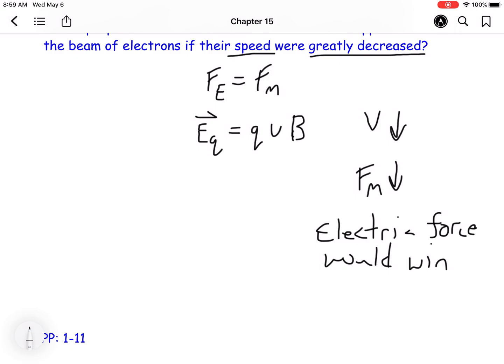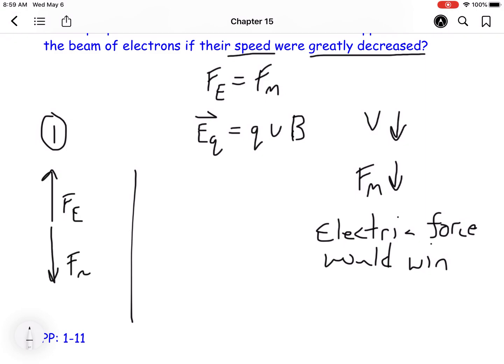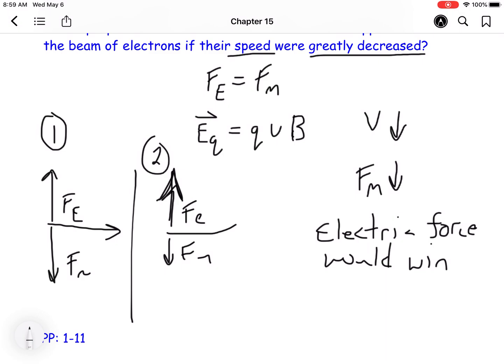So in the first part, Fe and Fm would be the same. In the second part, when I slow down, Fe would stay the same, but Fm will get noticeably smaller. Originally the particle goes straight. Now the particle is going to curve in the direction of the electric force.